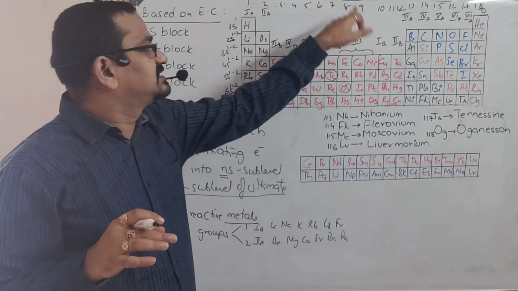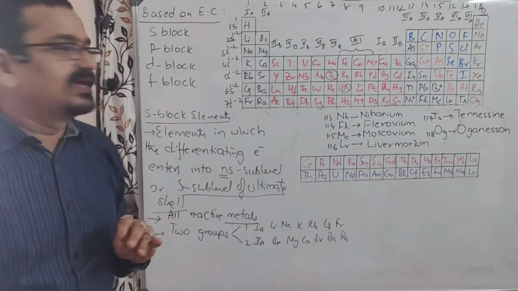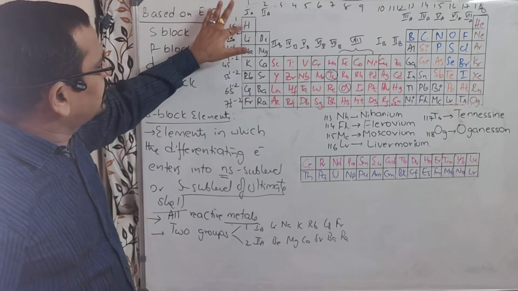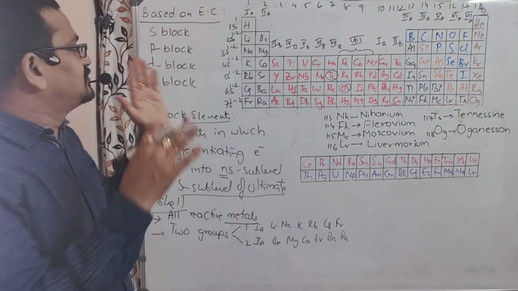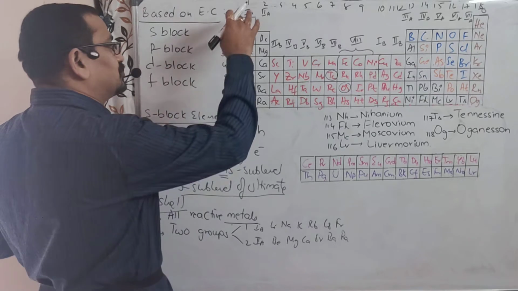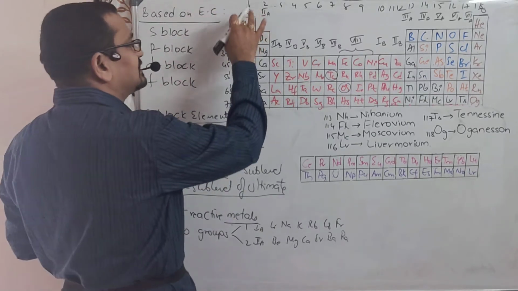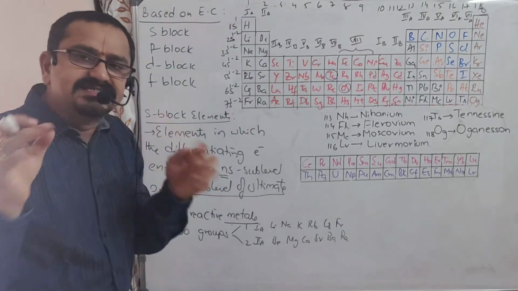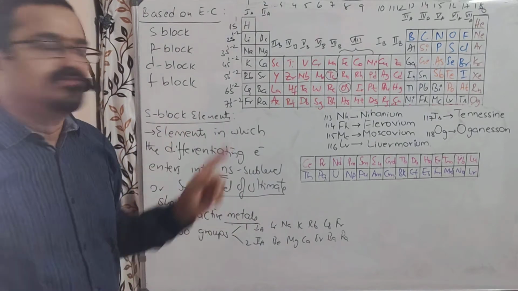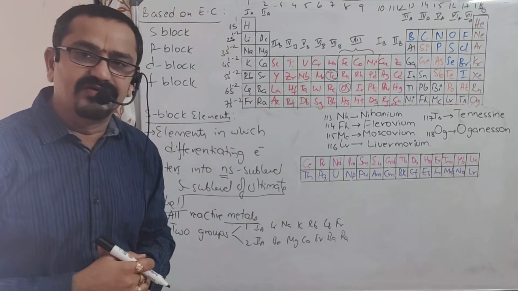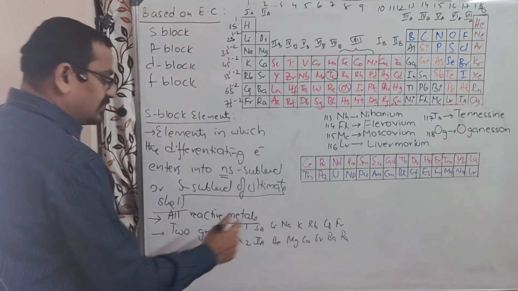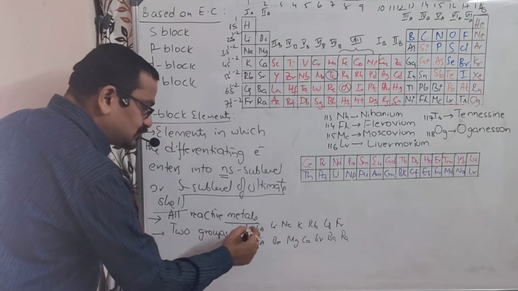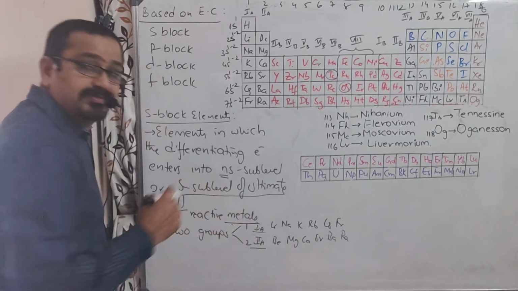You can notice hydrogen is displayed somewhere. As its outer electronic configuration is similar, as you are learning it for the first time, to show the similarity I had placed it here. Otherwise, the position of hydrogen is uncertain. It is not certainly given, which is the main drawback of the long form of periodic table. So now, the S block contains two groups, namely 1A group and 2A group.